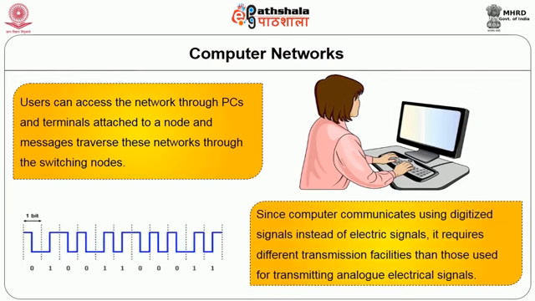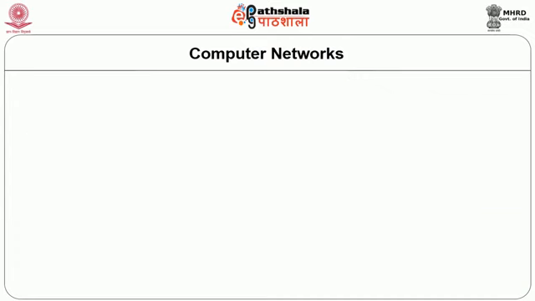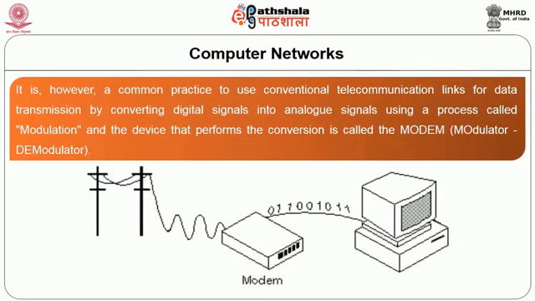Computers communicate using digitized signals instead of electric signals. It requires different transmission facilities than those used for transmitting analog electrical signals. However, it is common practice to use conventional telecommunication links for data transmission by converting digital signals into analog signals using a process called modulation, and the device that performs the conversion is called the modem, that is, modulator and demodulator.